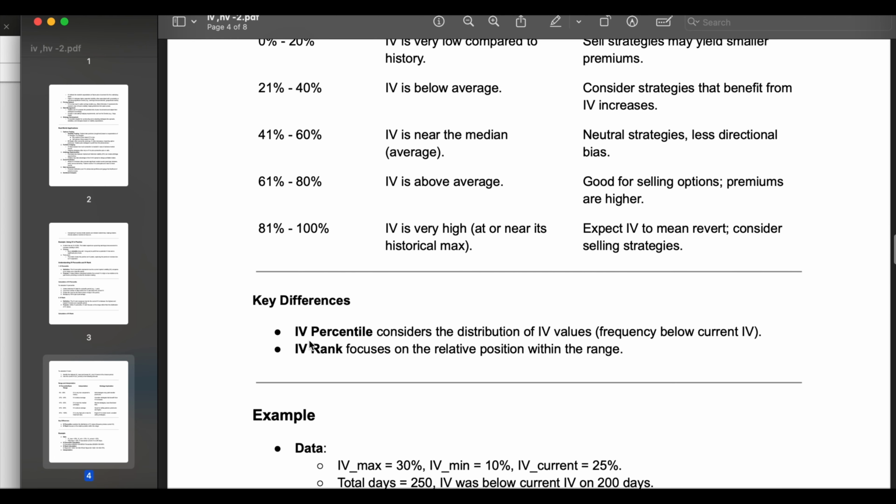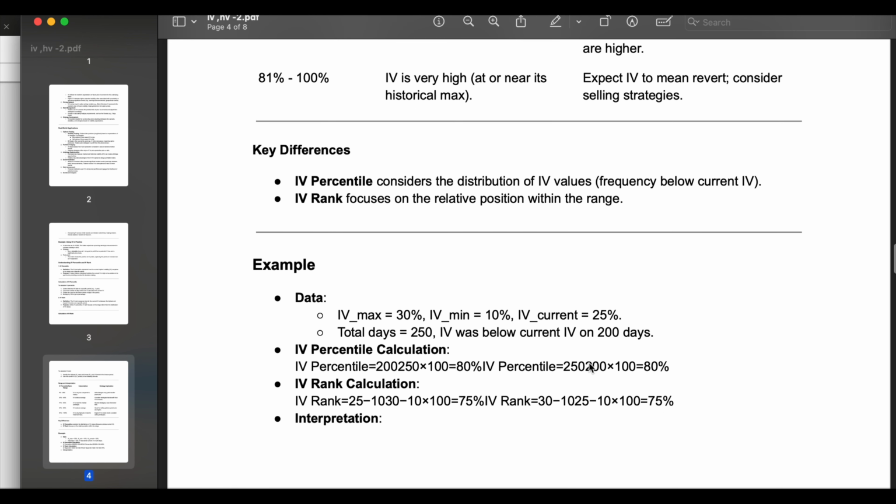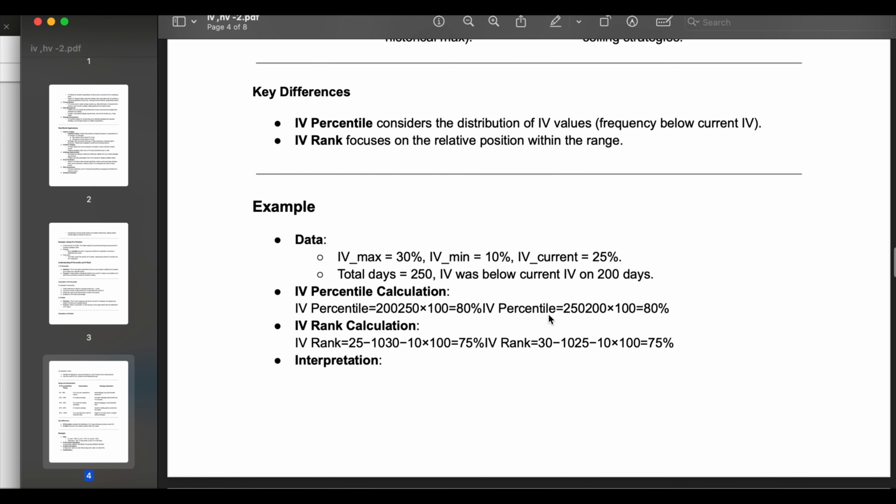So the key difference: IV percentile considers the distribution of IV values and IV rank focuses on the relative position within the range. I cannot discuss everything because the recording will be so lengthy and I don't want to waste more of your time. In a short period of time I want to give maximum content. So these are the examples I have taken.